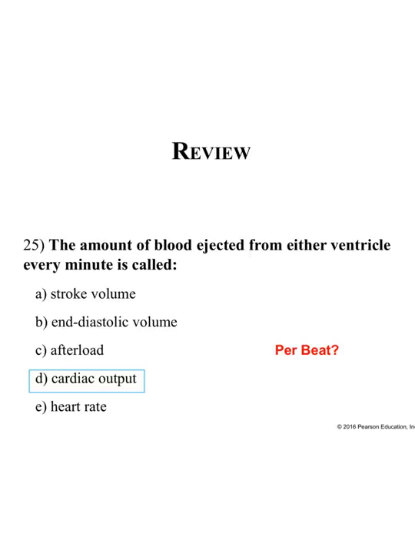Okay, so to review, the amount of blood ejected from either ventricle in every minute, so this is milliliters per minute, that is cardiac output. Your stroke volume is how much per beat. End diastolic volume is how much at the end of ventricular relaxation. Afterload is the resistance the ventricles must overcome. And of course, heart rate is how often the heart beats.